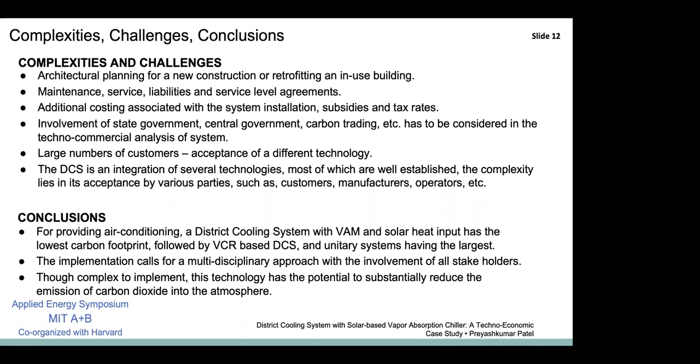And the major complexity is that the district cooling system is an integration of several technologies, most of which are well established. The complexity lies in the acceptance by various parties, such as customers, manufacturers, and operators.